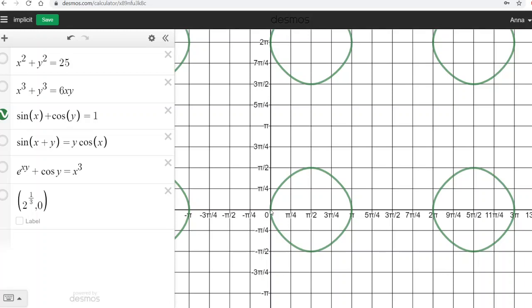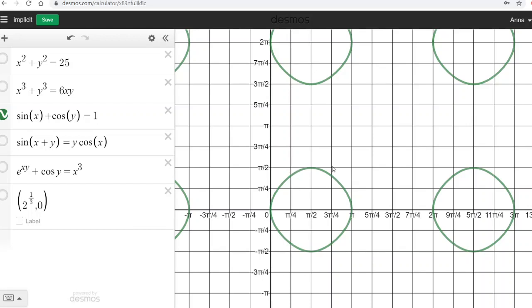So 0, 0. If you take sine of 0, that's 0. Cosine of 0 is 1. 0 plus 1 is 1. Or if you go to the point pi comma 0, that would be now plugging in pi for x. So you'd be doing sine of pi, which is 0, plus cosine of 0, because that's the y-coordinate, is 1. And so 0 plus 1 is 1.